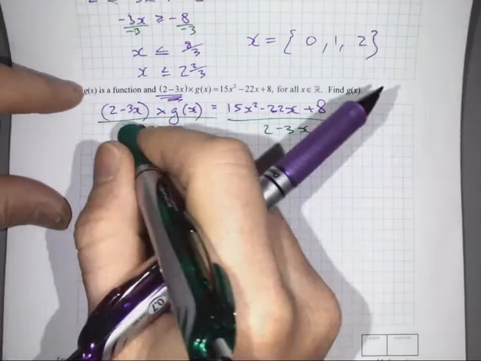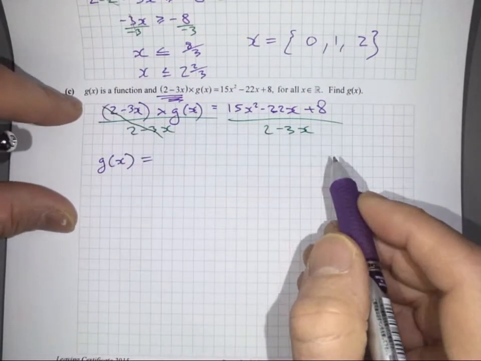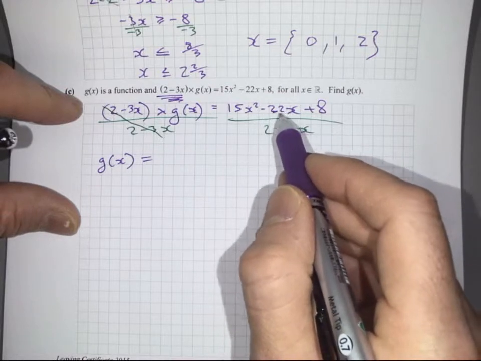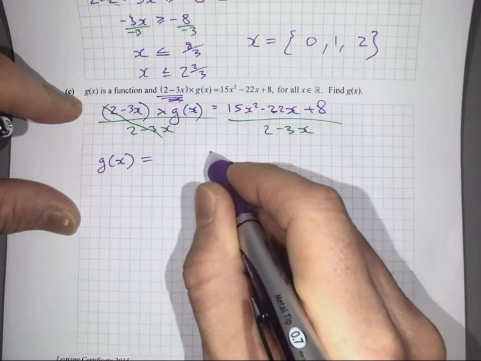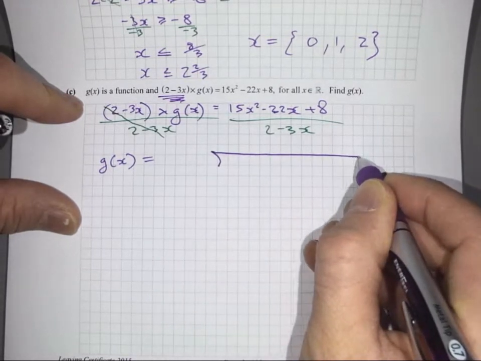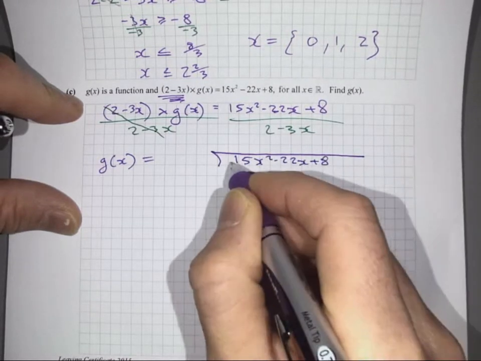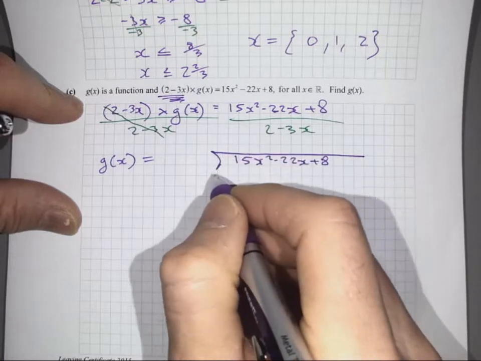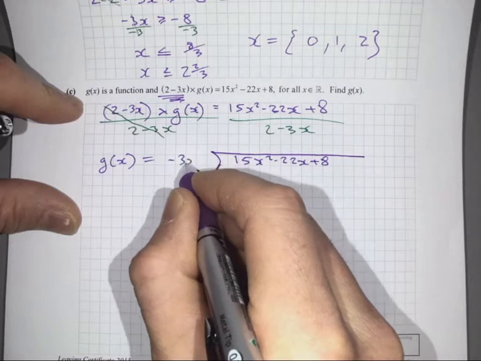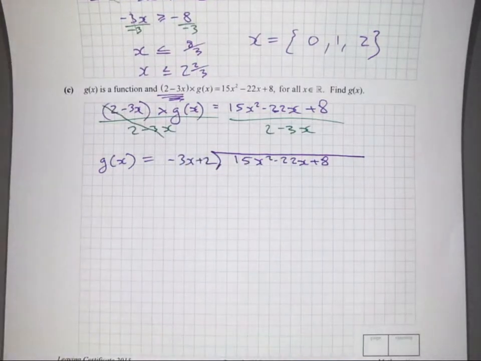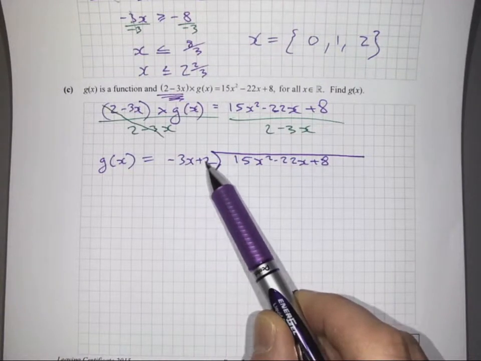And these will cancel from the left, and we'll be left with g of x equals 15x squared minus 22x plus 8 divided by this. So we can go for our long division. We'll put in 15x squared minus 22x plus 8 underneath, and on the side here we'll have 2 minus 3x. But I'm going to change the order here: minus 3x plus 2, because it works better when we have the x term in front, and it doesn't change the meaning.